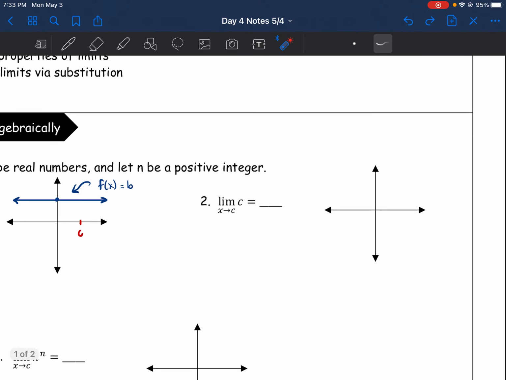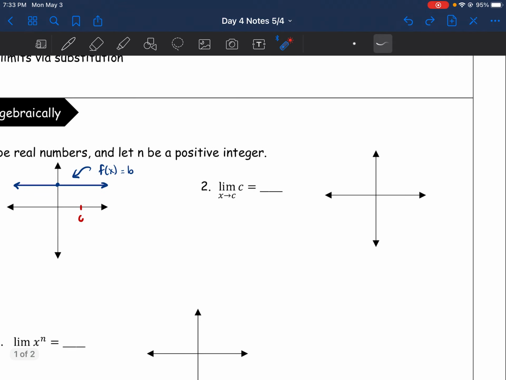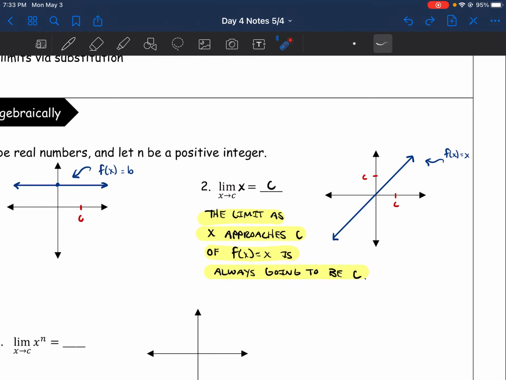All right, for this next one, we actually need to make a quick little change. We actually want this to say the limit as x approaches c of x. So make that change in your notes. Make that an x right there, okay? But basically this is saying, okay, well now imagine that you're taking the limit and your function is y equals x, or f of x equals x.